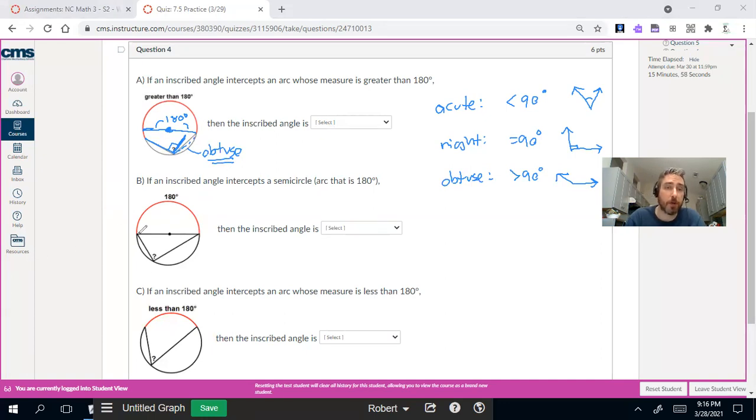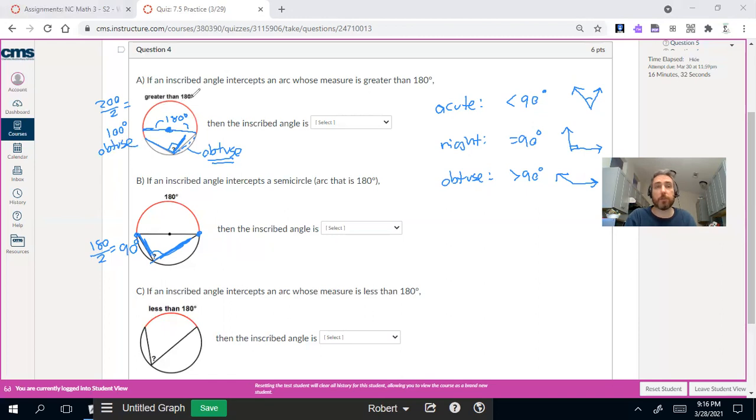Now, if it opens up to 180 degrees, I want you to think about taking 180. You know, this is an inscribed angle, right? So 180 divided by 2, or 1/2 of 180, is exactly 90 degrees, right? No matter where you put that 90 degrees or that angle, it's going to be a right angle. If you take a number bigger than 180, say 200, 200 divided by 2, well, that's going to be 100. That's bigger than 90, so that's obtuse.